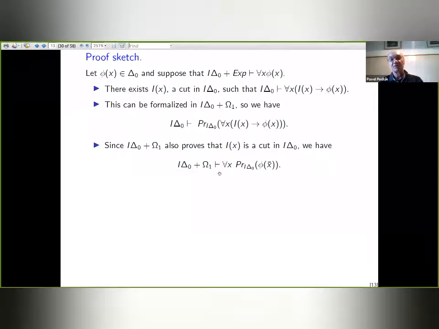So I delta 0 plus omega 1 proves that for every x, if you take the numeral of x, then it is provable in I delta 0 that the formula phi holds for the numeral x. If we assume the consistency of I delta 0, which is something that we are going to use, then this means that it's not possible that I delta 0 proves that phi x is false.